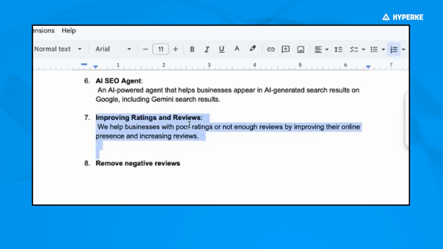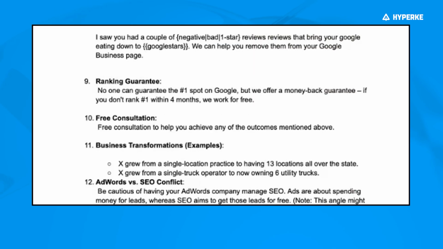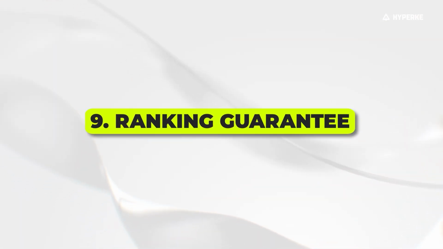The same applies to this one, same target audience. But this is just more general. And this is about generating more reviews. So improving ratings and increasing the number of reviews. Whereas this 8th one is about removing negative reviews, right? Then finally, there's 2 more angles.